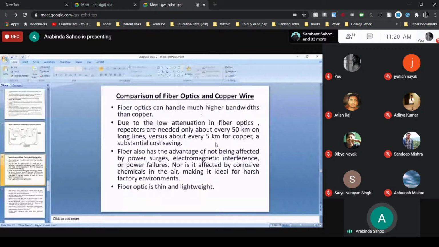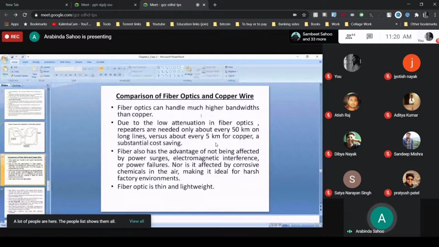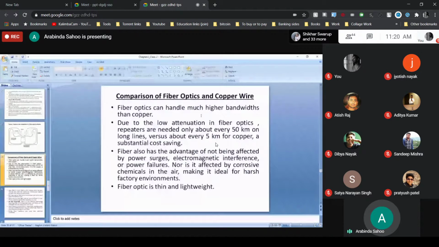If the bandwidth associated with any transmission media or communication channel is more, the data rate is also more. So the data rate in case of a fiber optic cable is more as compared to your copper wire, as the bandwidth of fiber optics is more. Fiber optics can handle much higher bandwidth than copper. This is the first one. Number two, due to low attenuation in fiber optics. Attenuation in fiber optics is low as compared to your copper wire.